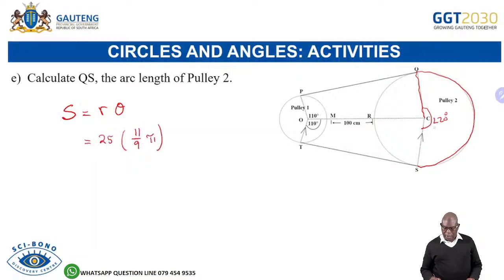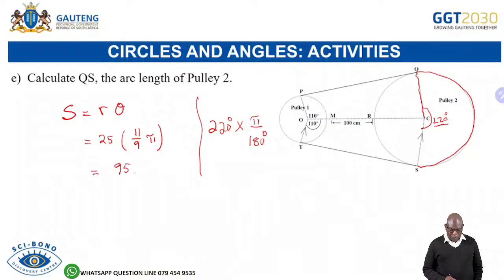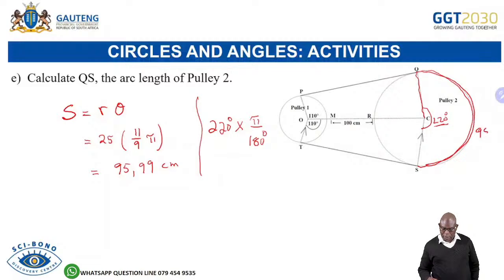So what do I do? I take the 220 degrees, and then from there I change it to radians. I want to remove the degrees, I need radians. So if I multiply it out, I get 11 over 9 pi. And then I'm going to multiply this, and I'm going to get 95.99. And this is in centimeters. So my arc length, from here right round to here, is 95.99 centimeters.